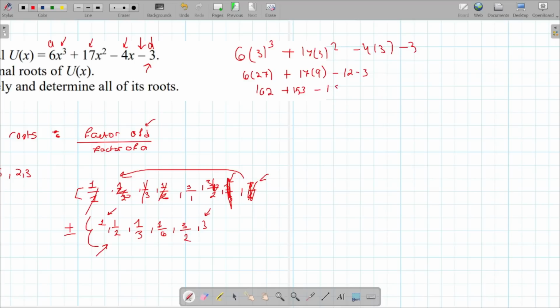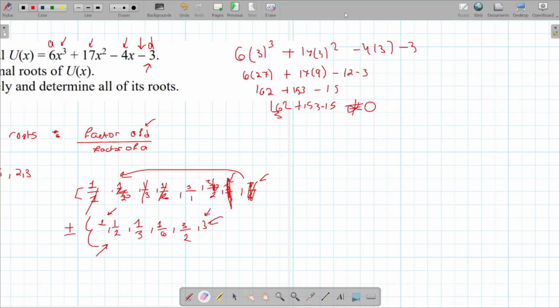Minus 12 minus 3 minus 15. Okay, 162. Oh, wait, I did something wrong. Yeah, 162 plus 153 minus 15. I think it's obvious. It does not equal 0. So 3 is not a root, but always remember that you take the positive and the negative.